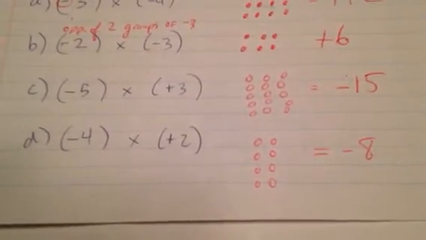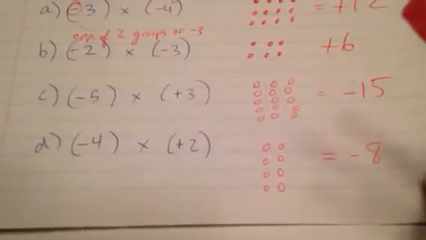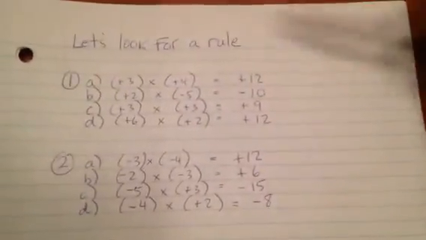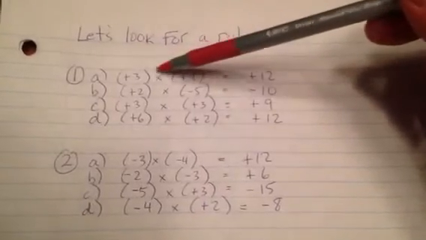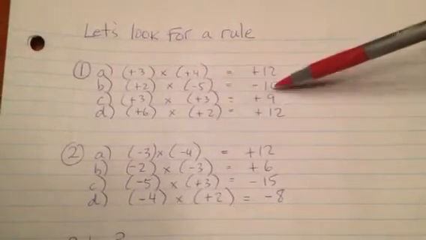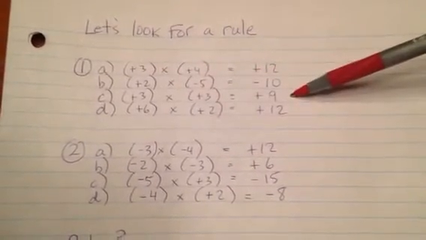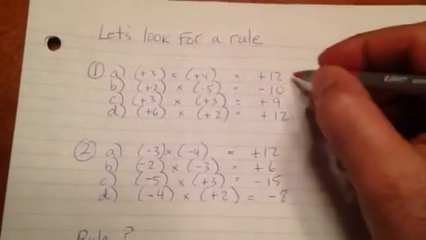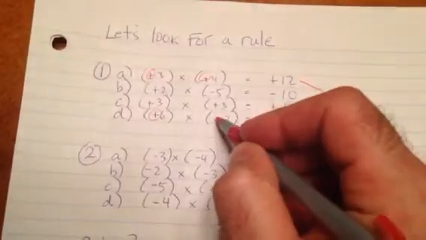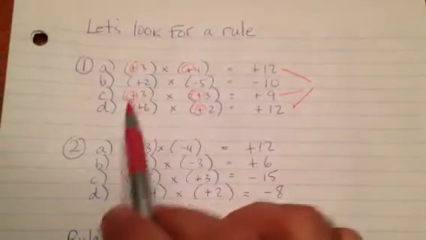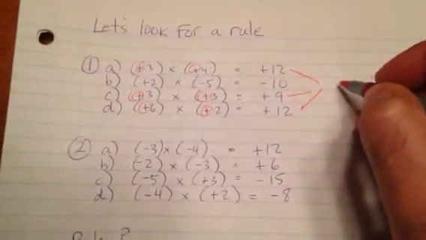Now, something interesting happens when we look at all of those questions and all of their answers. We try to discover a quick, simple rule. Here are the questions that we just did. Positive 3 times positive 4 was positive 12. Positive 2 times negative 5 was negative 10. Positive 3 times positive 3 is positive 9. Positive 6 times positive 2 is positive 12. Whenever the signs are both positive, the answer is positive, right?